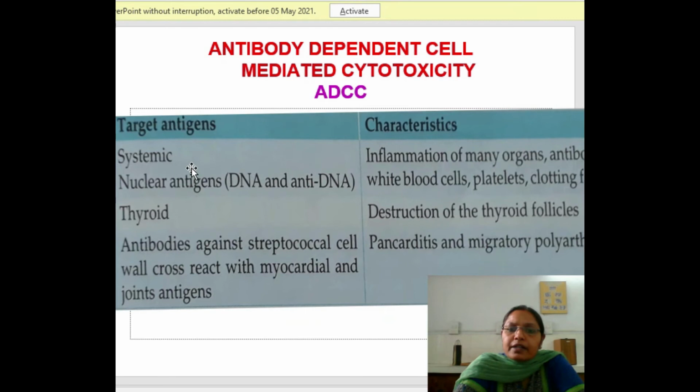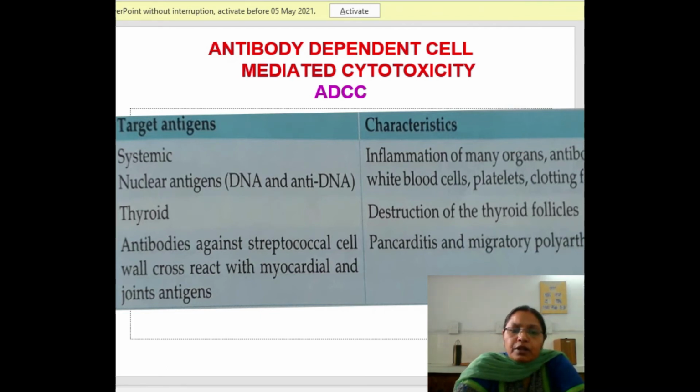Now these are the examples of antibody dependent cell mediated cytotoxicity. Like in SLE, the target antigens are the different types of DNA and nuclear antigens, DNA and RNA, and it will cause inflammation of many organs. There are antibodies against the red cells, WBC, platelets, clotting factors, and nuclear DNA. The examples are SLE, Hashimoto, and acute rheumatic fever.